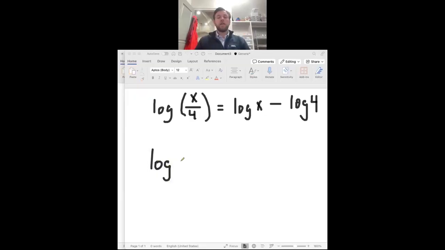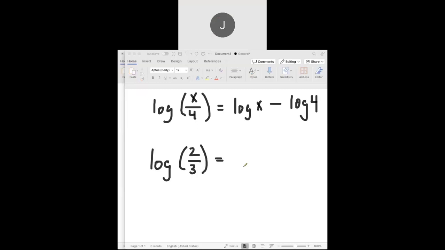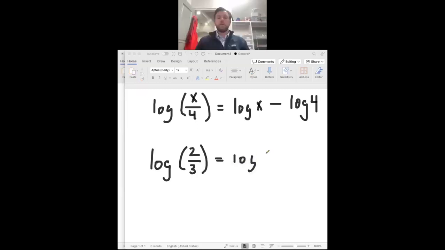So with that in mind, let me keep it simple. How about log of 2/3? How could we write that using these properties? Would it be log of 2 minus log of 3? Yep, that's exactly right. Log of 2 minus log of 3, right? Numerator minus denominator. Cool thing is you can do that on your calculator too, but that's not what we want you to do.